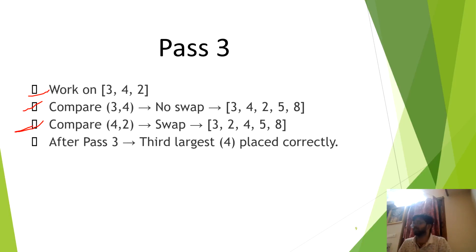As I said before, another last element will come to the end. So what they have written in the last point, you will see after pass 3, the third largest element is placed correctly in its position. Again I am repeating what I said before. When you are taking bubble sort, in pass 1, the very largest element goes to the end. In pass 2, the next largest element goes to the end. In pass 3, another largest element goes to the end. So this is the main concept we should not forget here.